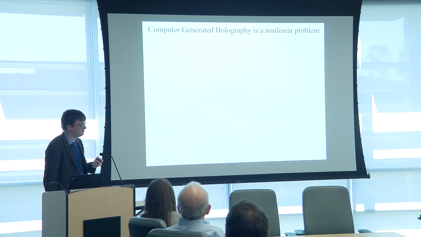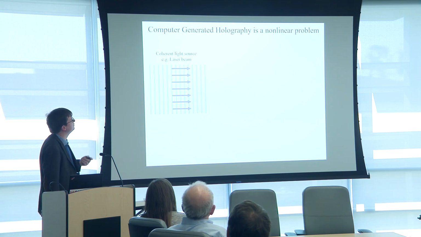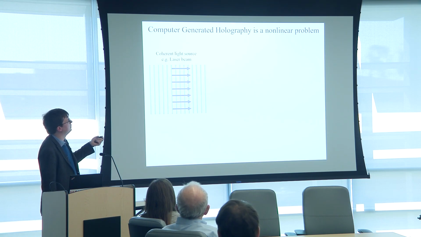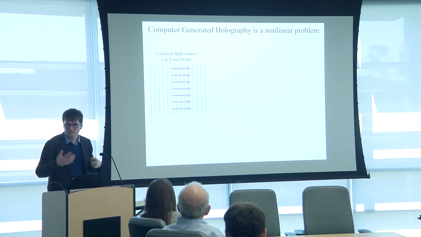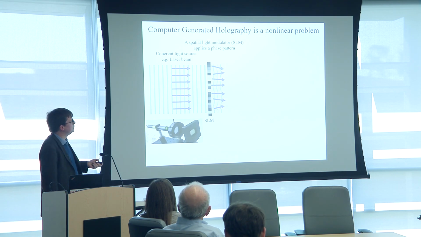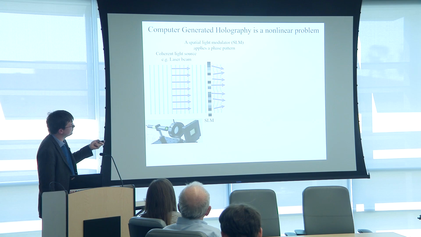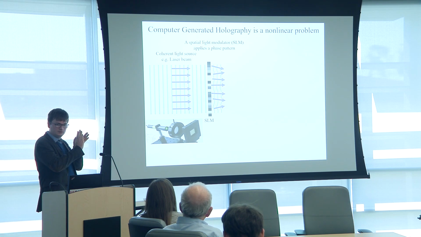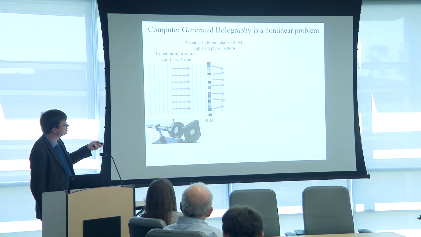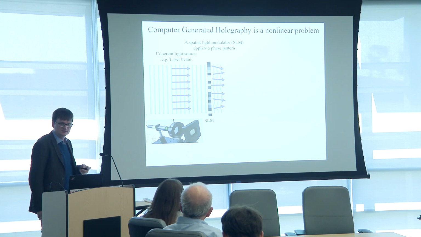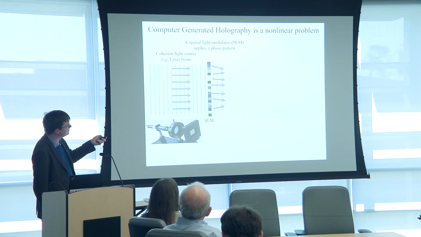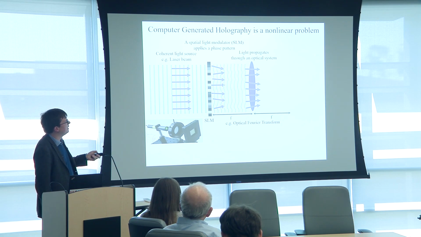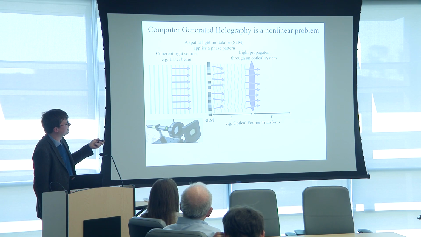Computer-generated holography is a difficult problem. What you do is you start with your coherent laser beam or whatever knowledge you have about the incoming wavefront. You modulate your wavefront with a spatial light modulator. It's basically a liquid crystal array between 2 electrodes. When you apply a voltage, the liquid crystal will apply a phase shift, so you can control the phase shift on a pixel by pixel basis. When you do so, you deform the wavefront, and that deformed wavefront will propagate through an optical system.